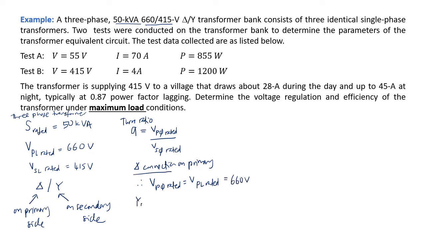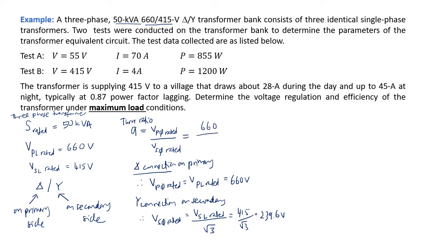But it's a Y connection on the secondary side. So therefore, VS phase rated will equal VS line rated divided by square root of 3. So 415 divided by square root of 3, and this will equal 239.6 volts, and that will give us a turns ratio of 660 over 239.6, a turns ratio of 2.75.